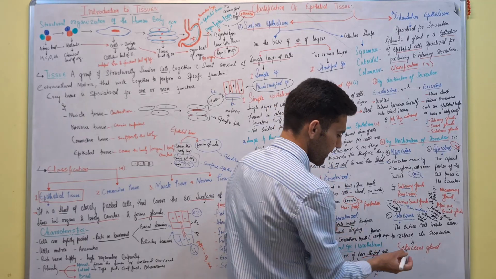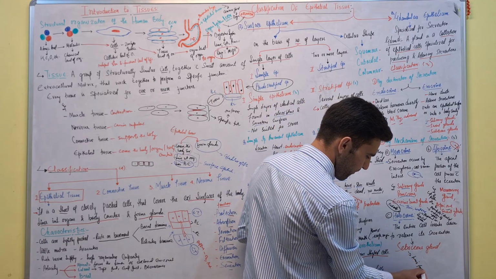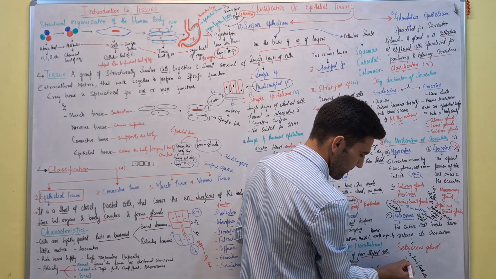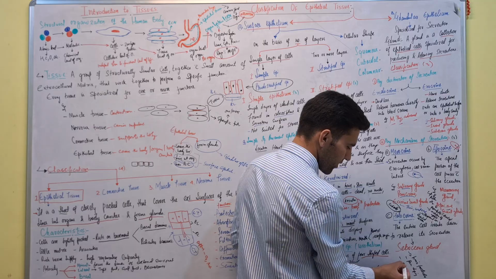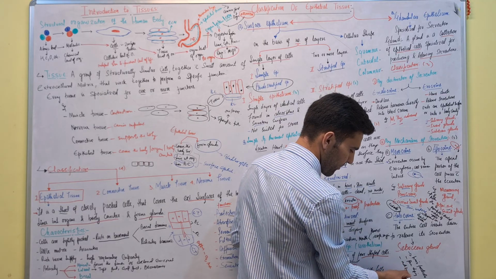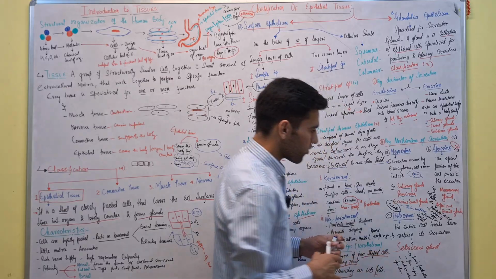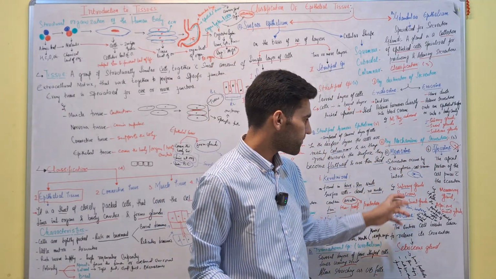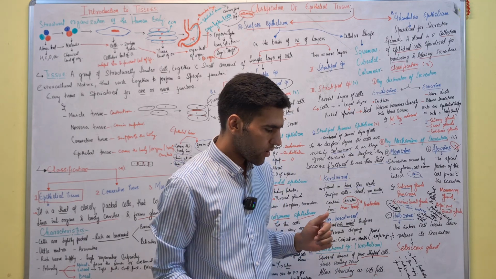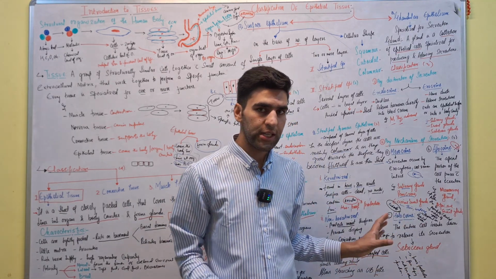Example, sebaceous glands. Sebaceous glands are associated with hair follicles, and they prevent drying, and they have some mild antibacterial function as well. So this was all about the mechanism of secretion. This was all about the second classification. Now coming to the third classification, I have not written it here, but I will tell you.